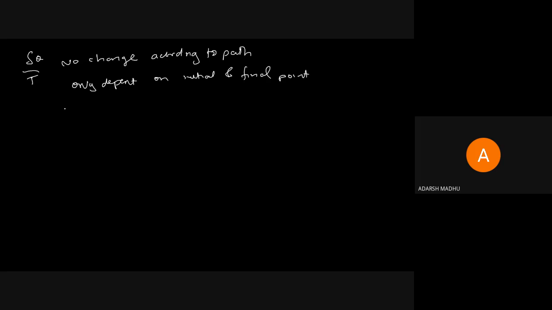So it is clear that it is a point function. It depends only on the initial point and final point. This point function, dq by t, is called entropy. Hence it represents a property of a system, a point function, and that property, dq by t, is called entropy.